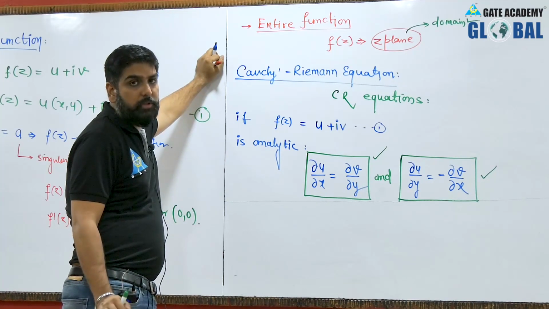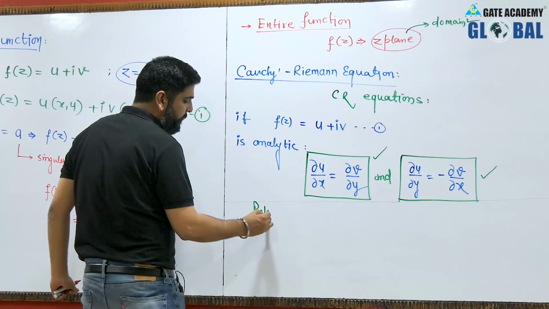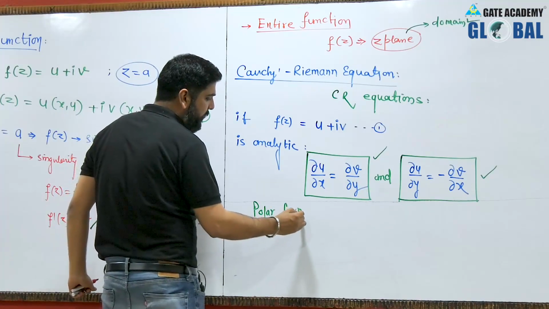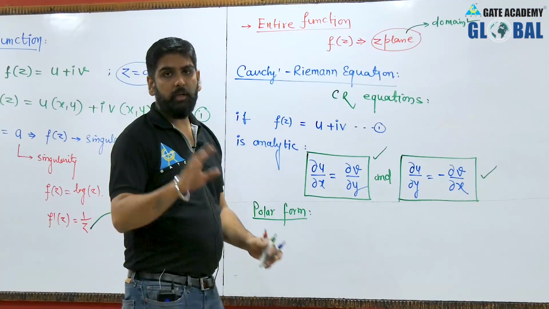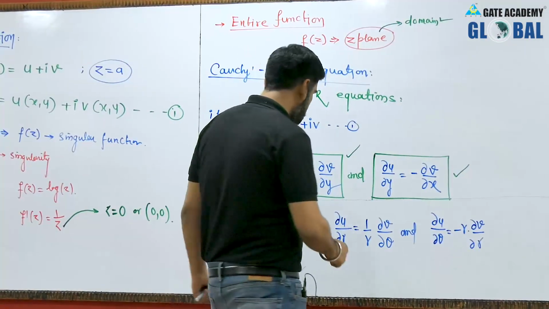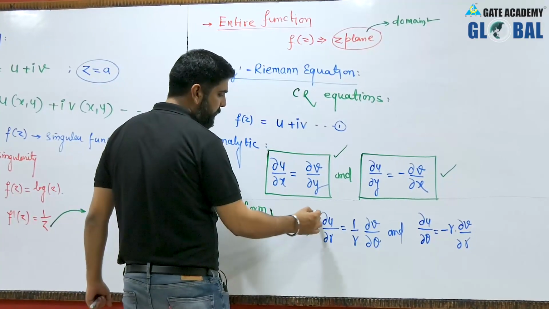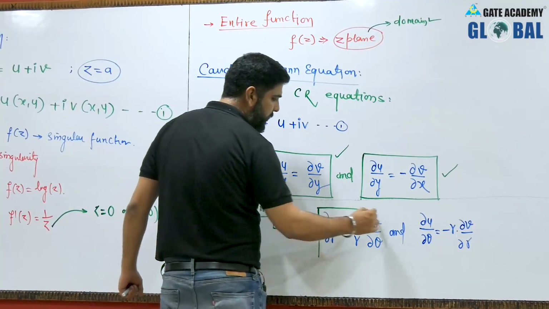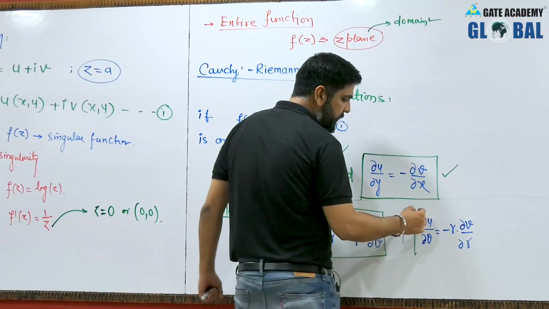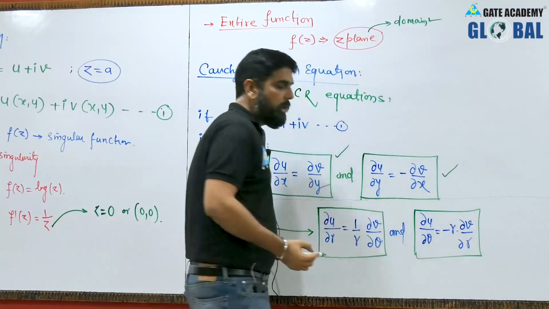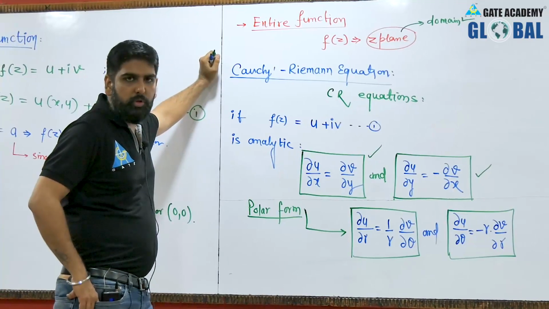Let us have the CR equation in polar form also. So this is what we have in the Cartesian form, and I have written the polar form equation. The Cauchy-Riemann equation in polar form is del u by del r equal to 1 upon r del v by del theta, and del u by del theta is equal to minus r del v by del r. In our GATE examination, the Cartesian form is most probably used.